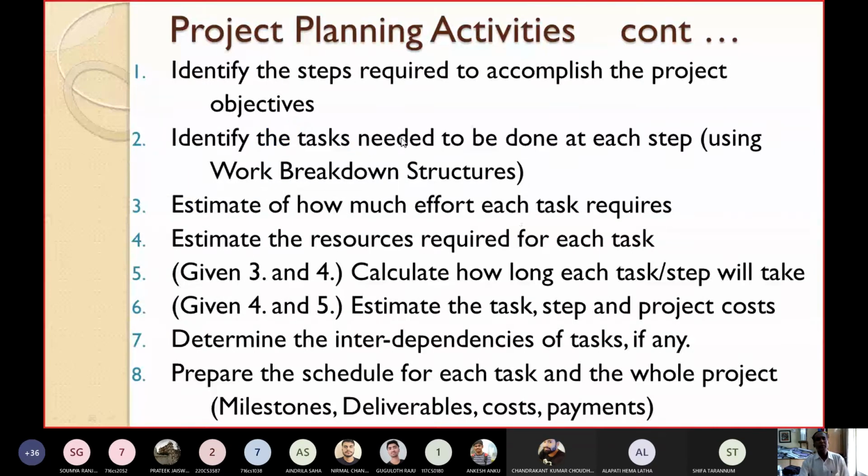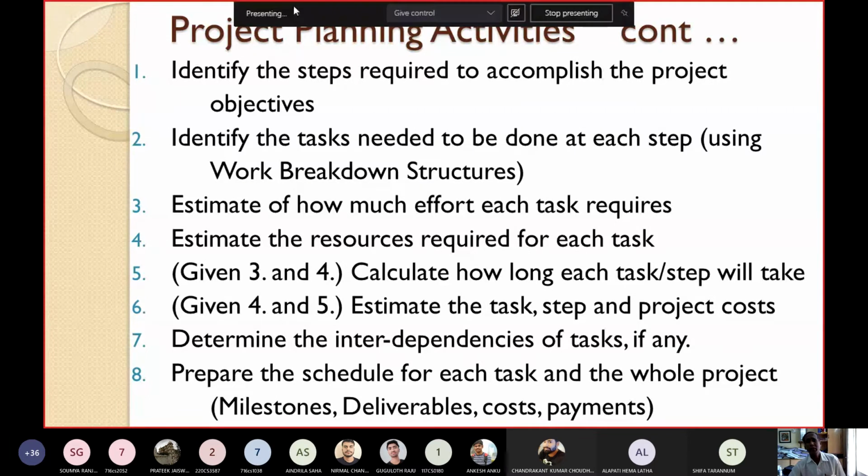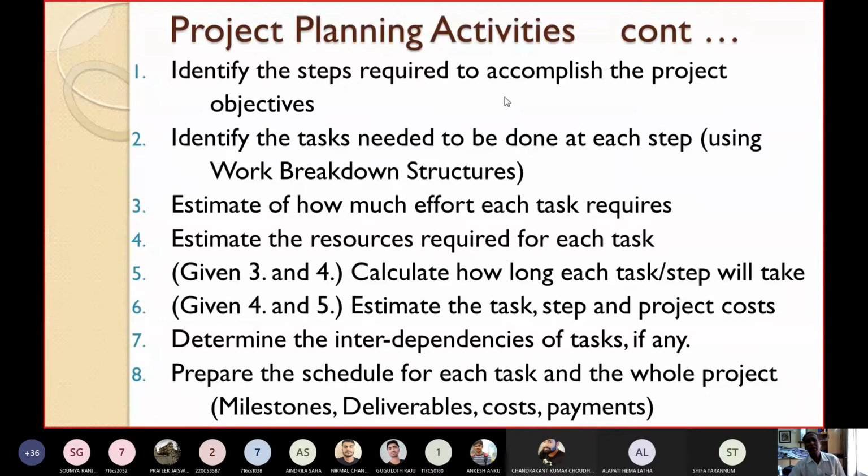So these are the details of the project planning activities. These are the steps of project planning activities. First is identify the steps which are required to accomplish the project objectives, because I have already told you in my stepwise procedure. The zeroth step, the first step, is what? Identify the objectives and the scope. So the first step is identify the steps which will be required to accomplish the project objectives.